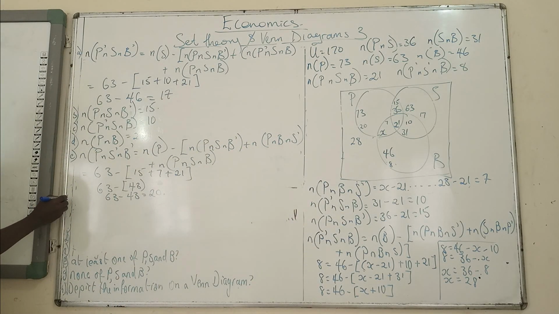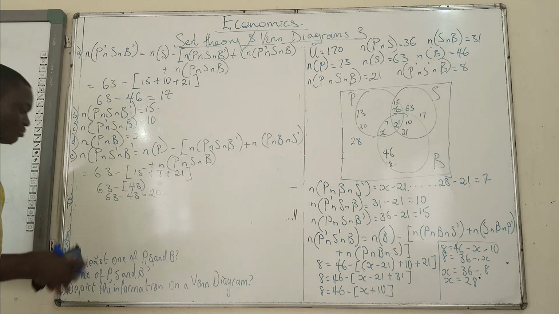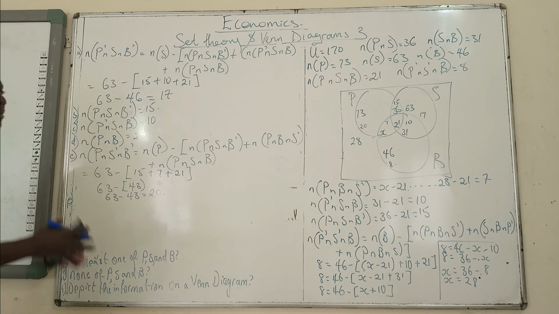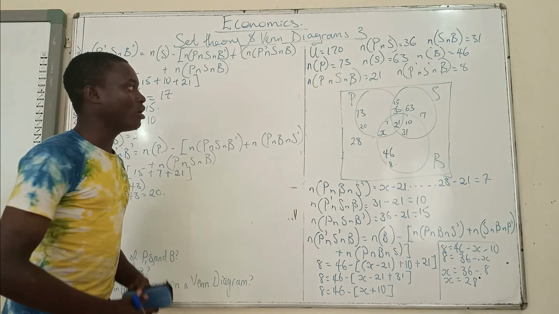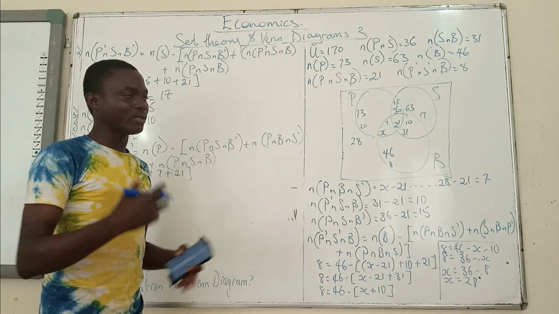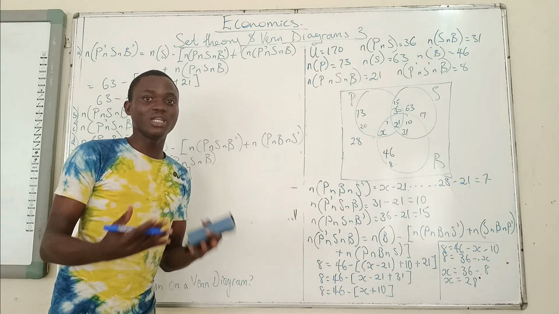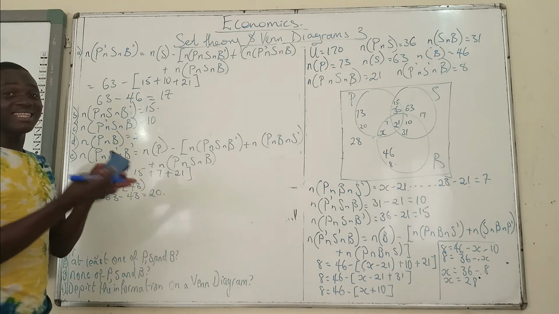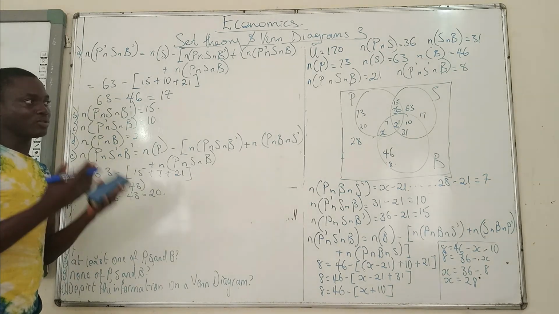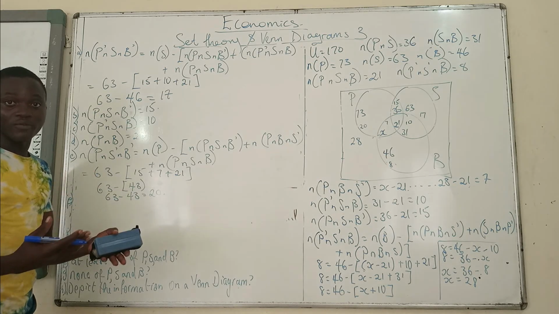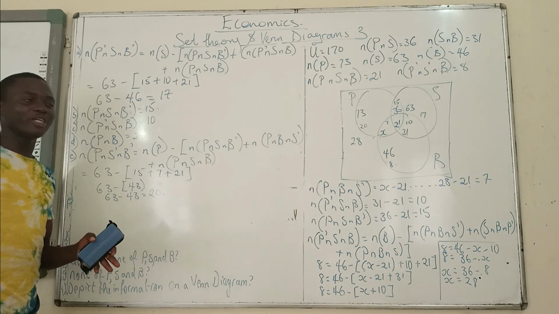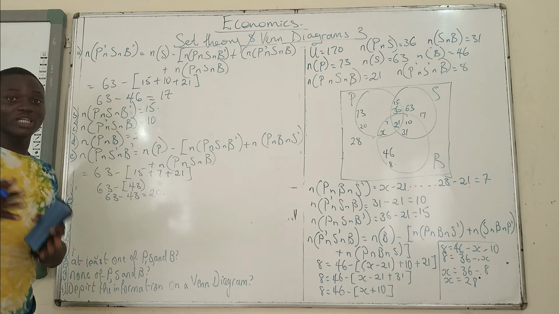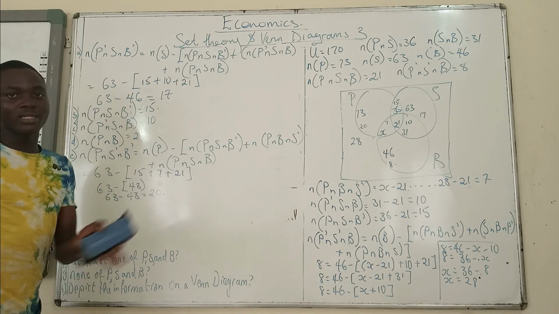Alright, now the next question is question F, which says, how many students attended at least one of P, S, and B? That means how many students attended at least primary school, secondary school, or post-secondary school. When you say at least, it means minimum. So how many students attended at least one of these schools? That means some students attended one of the schools, some attended two of the schools, and some attended three of the schools. So that's going to be the summation of students that attended each of the schools only, two of the schools only, and then the three schools.